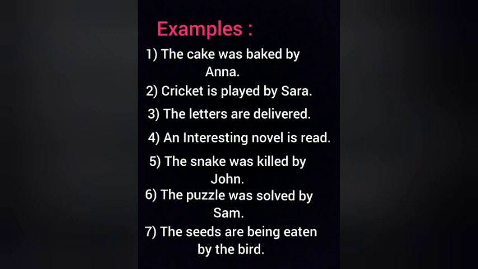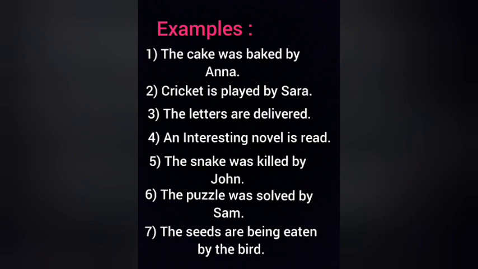The cake was baked by Anna. The cake is the object, baked is the verb, and Anna is the subject. The cake was baked, so this is the action that is acted upon the subject. In the definition of passive voice it was also told that whatever is done is acted upon the subject. The cake was baked by whom? The cake was baked by Anna.